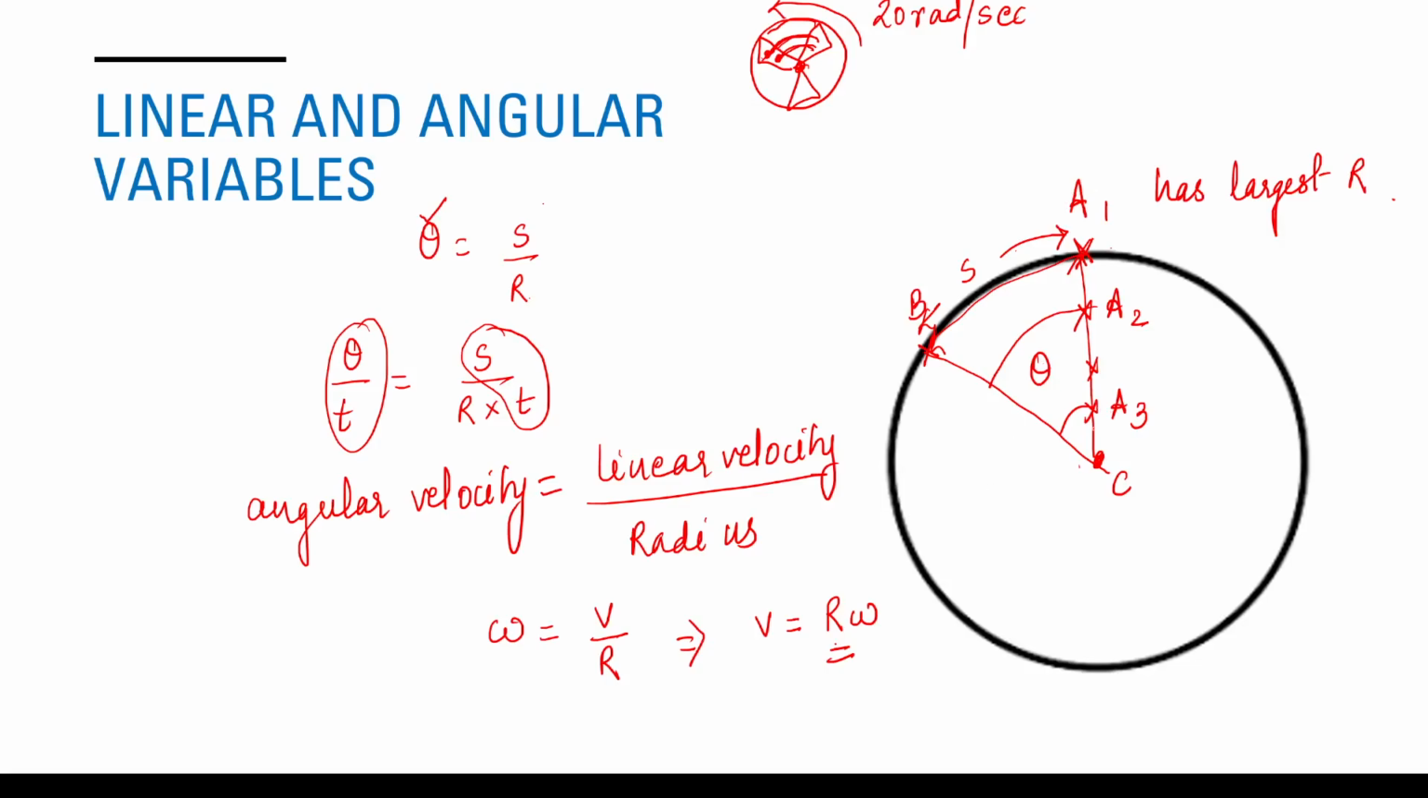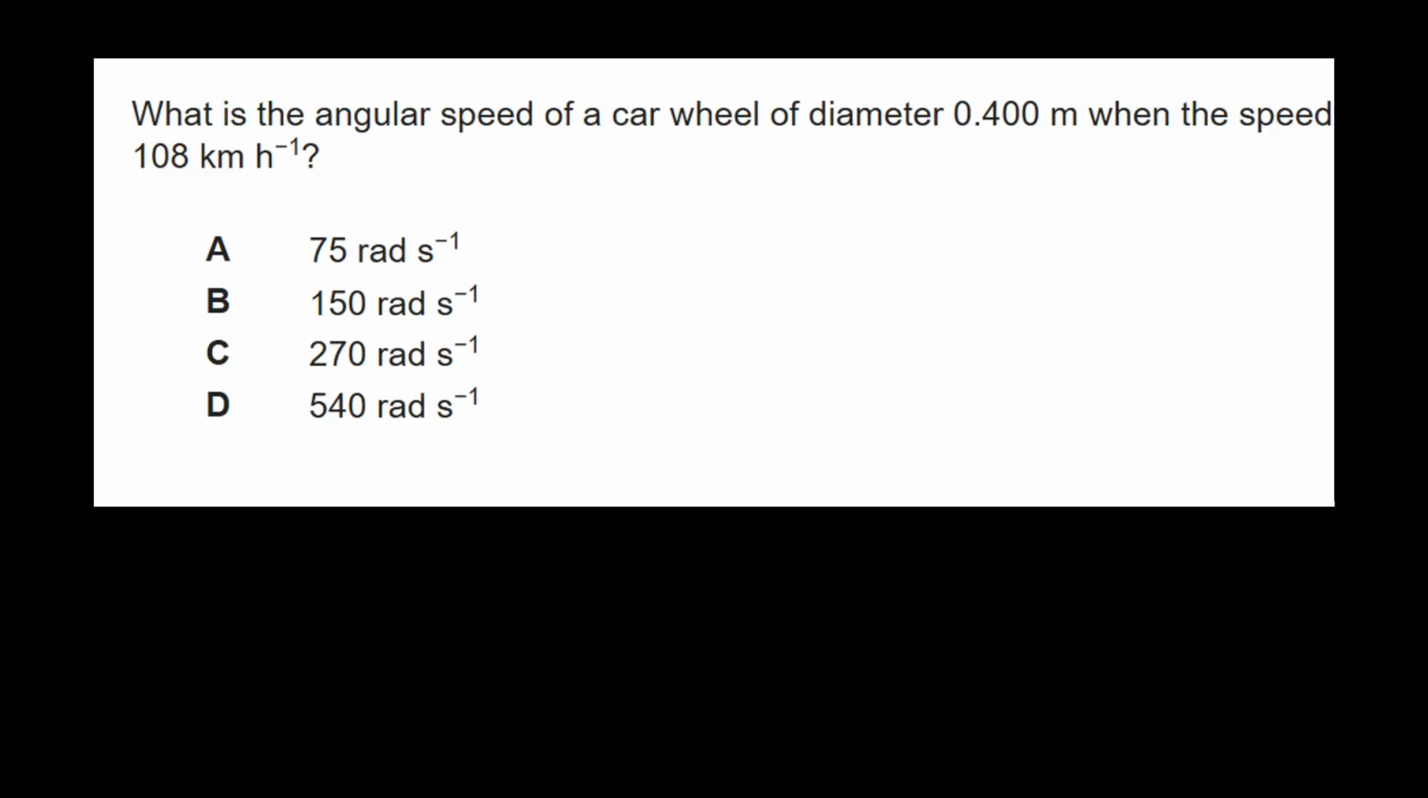And then A3 has the smallest R, the smallest distance from the center, so it has the smallest linear velocity. Linear velocity is dependent on the distance from the center and angular velocity. That's what this formula means. V is R omega: larger R, larger V.